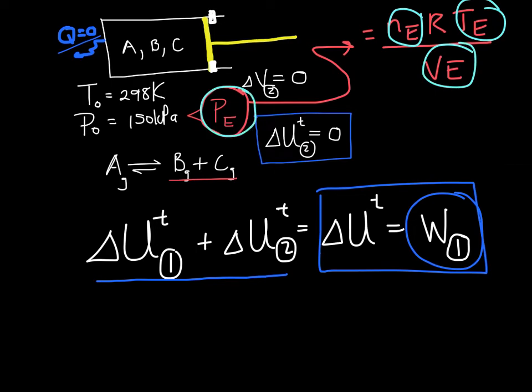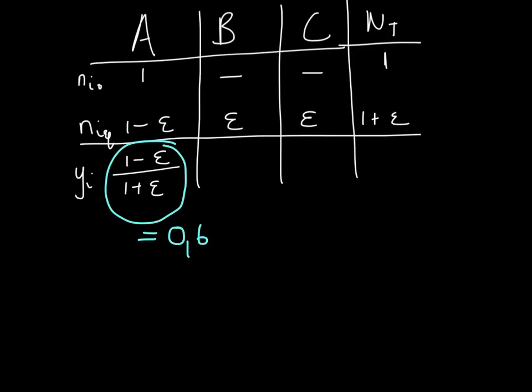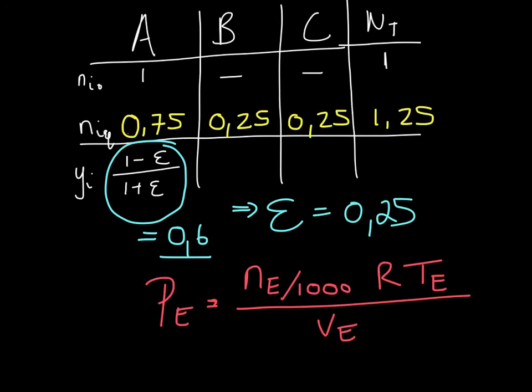We therefore have 4 unknowns and we need 4 equations to solve the system. The given mole fraction for component A gives us our first equation, which allows us to use our stoichiometric table to solve epsilon as 0.25. This allows us to solve the first unknown in our equation.